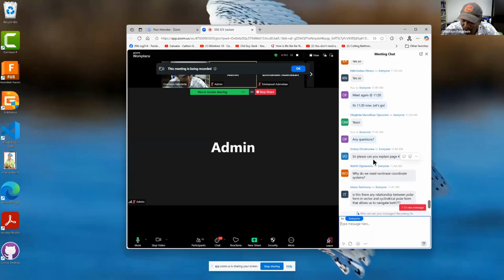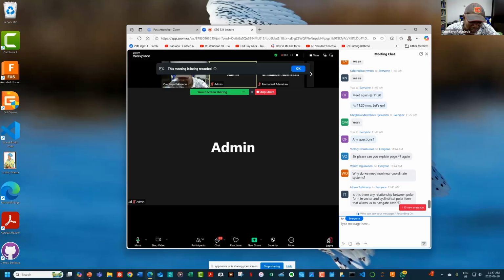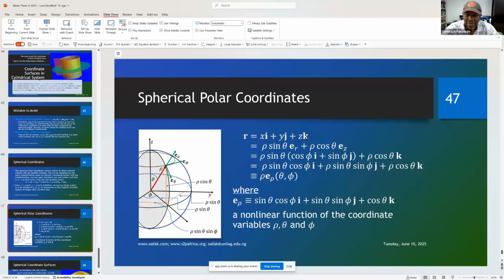Somebody wants me to re-explain page 47. So I don't even know what page 47 is. Let me go to page 47 and take a look. So there's nothing in page 47. All you do is you remember that the first equation is Cartesian. The second one starts from cylindrical and uses the transformation from cylindrical.